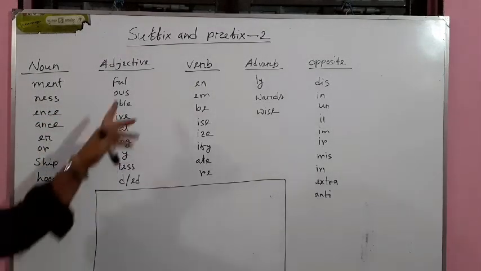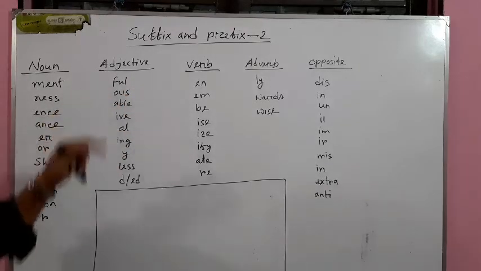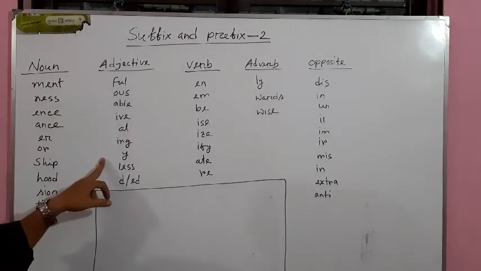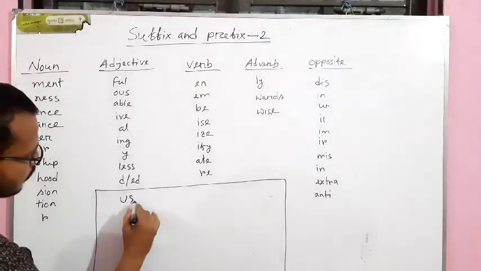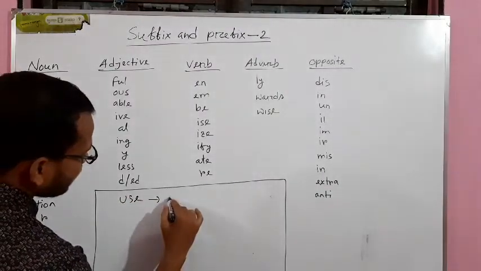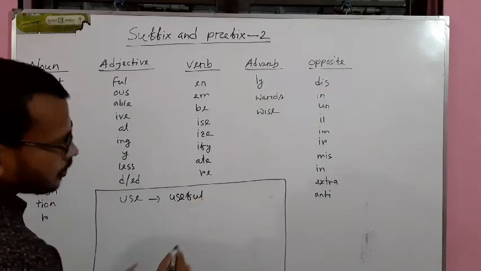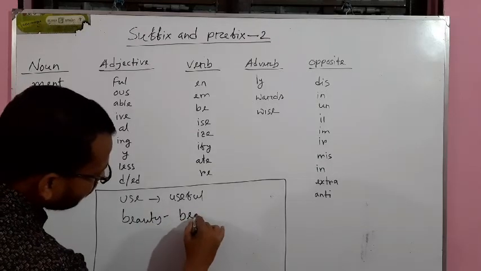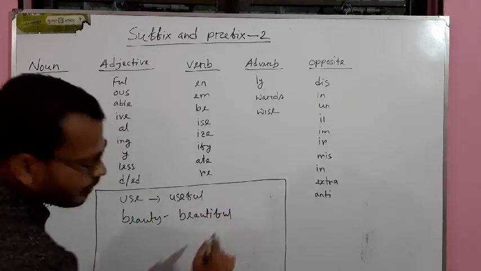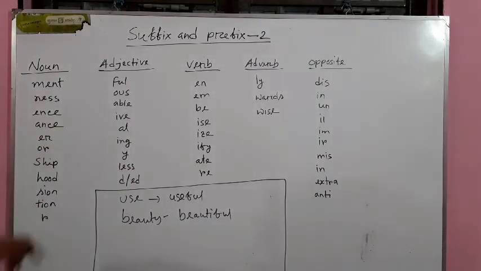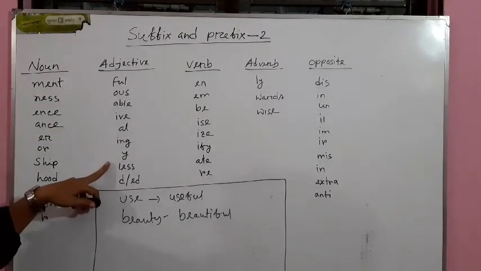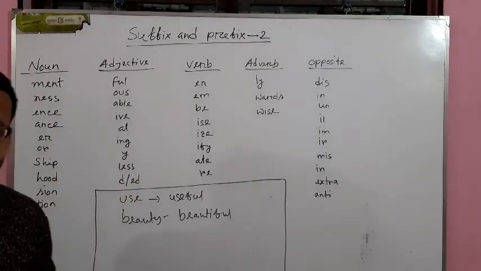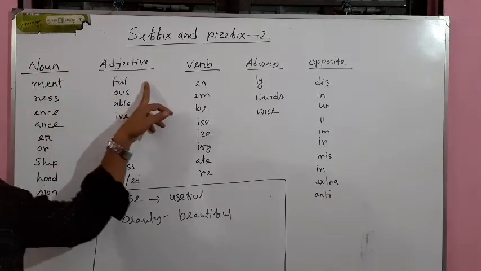Now let's go to the next part, that means adjective. We can change any word into an adjective by adding these suffixes and prefixes. For example, use. Use is a verb. We can change it into useful. Beauty, from beauty to beautiful, like this. So many words: able, ive, ing, y, less, or d or ed. By adding these suffixes and prefixes, we can change a word into an adjective.